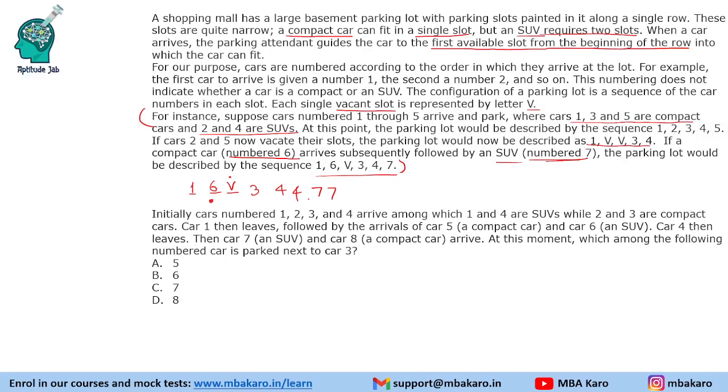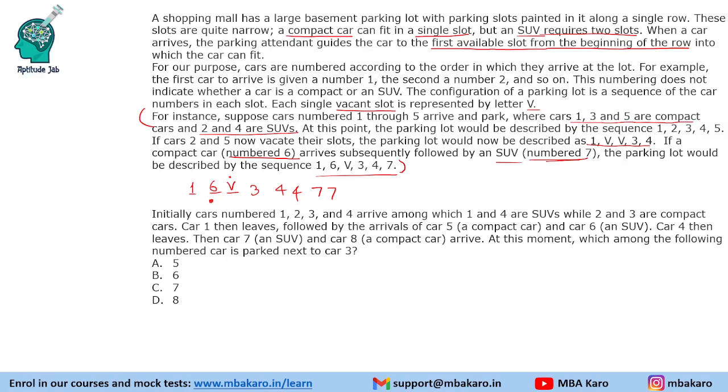So the number does not indicate whether the car is an SUV or a compact car. Using the diagram, we will have to work out whether it requires two slots or one slot. So this is how the numbering needs to be done. And based on this logic and the conditions given, we need to answer the questions.